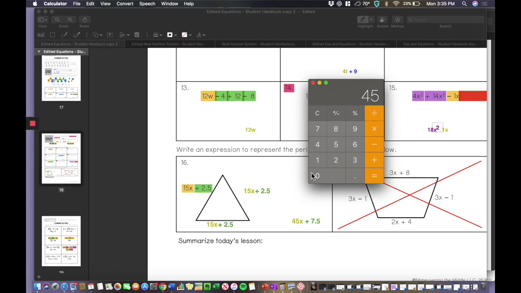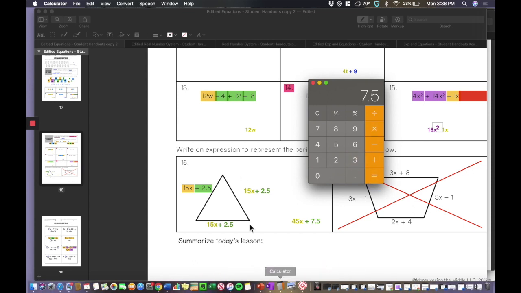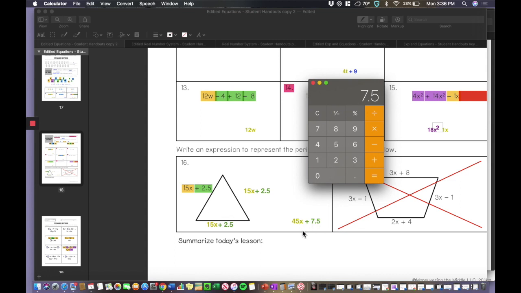And then I get 2.5, and again, you could add those together separately, which would take you way longer, and you'd end up getting 7.5, but the quicker way to do it would be to use multiplication. How many of them do I have? I have 3 of them. I get 7.5. So my new expression simplified is 45x plus 7.5.